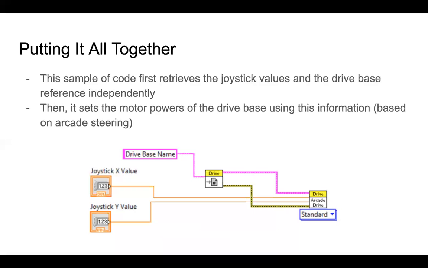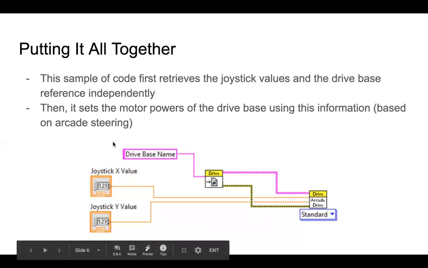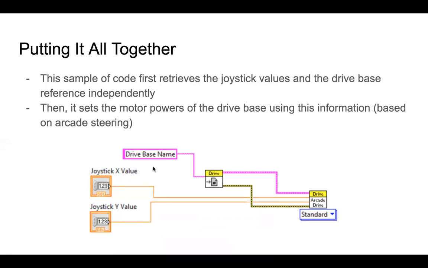And now we can put it all together. Recall from 2 slides ago that this is how we get the Drivebase reference. We are retrieving the Drivebase reference that's called Drivebase name. And of course, this would change depending on the name that you set for the Drivebase. You may notice how this looks similar to the code samples towards the beginning of this presentation, where you're passing in a name and retrieving it from the registry.